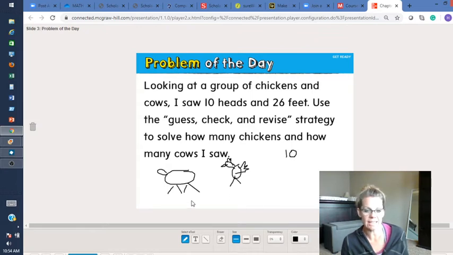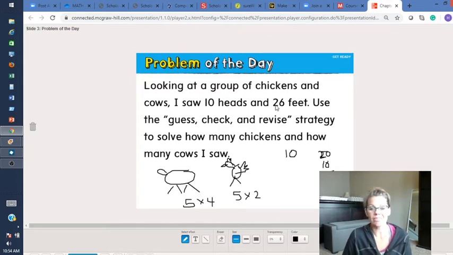So let's just pretend that we had 5 chickens and 5 cows, just to start. If we have 5 cows and they have 4 legs each, that would be 20 legs. And 5 times 2 would be 10. So 20 plus 10 would be 30 legs and 10 heads. Oh, we only have 26 feet. So I'm going to take the cow down 1. So let's try this again.